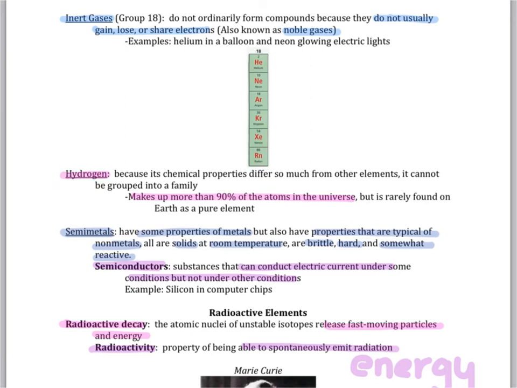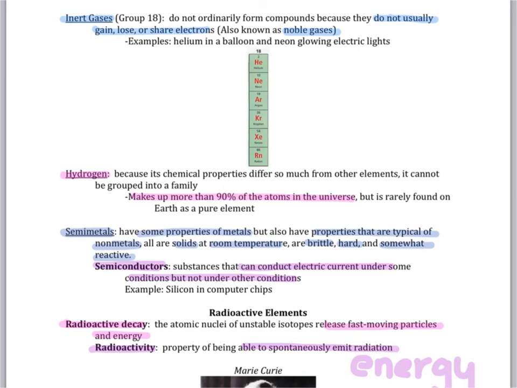Hydrogen is special because its chemical properties differ so much from other elements it cannot be grouped into a family. It actually makes up more than 90% of the atoms that exist in the universe, but it's rarely found on Earth as a pure element.